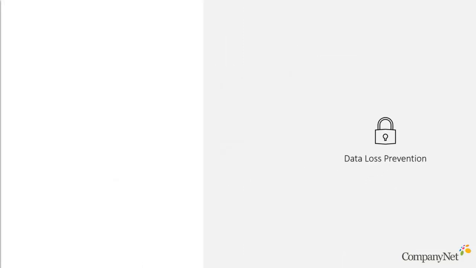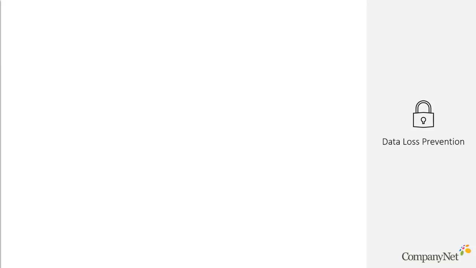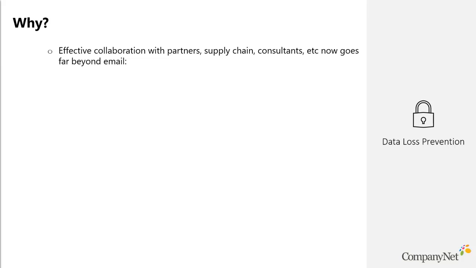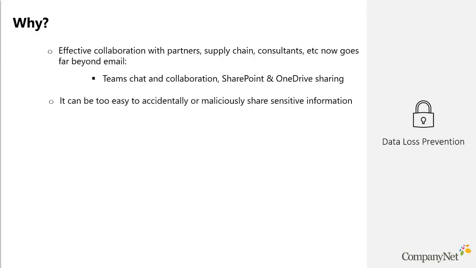But just finally, data loss prevention as well. We'll step through it in a bit more detail in a moment. But the whys with data loss prevention: effective collaboration with partners, supply chain, consultants, etc. now goes far beyond email. We talk about Teams chats and collaboration, SharePoint, OneDrive sharing. It can be too easy to accidentally or maliciously share sensitive information. And we've seen a lot of scenarios recently where this has been the case, whether things are shared externally and leaked to the dark net, and then that data is readily available. It's happened to so many large organizations. So ensuring that we are controlling that and protecting our sensitive information ensures that we're mitigating that issue, removing the potential risk from the situation, which is great.